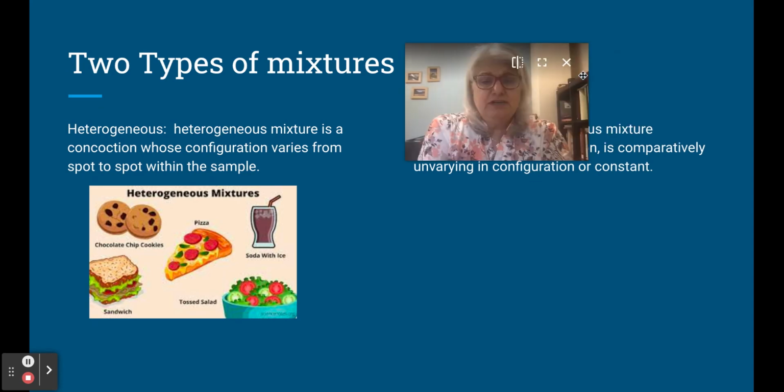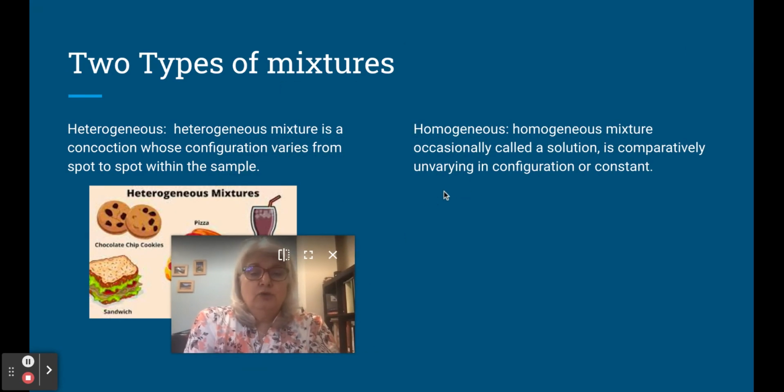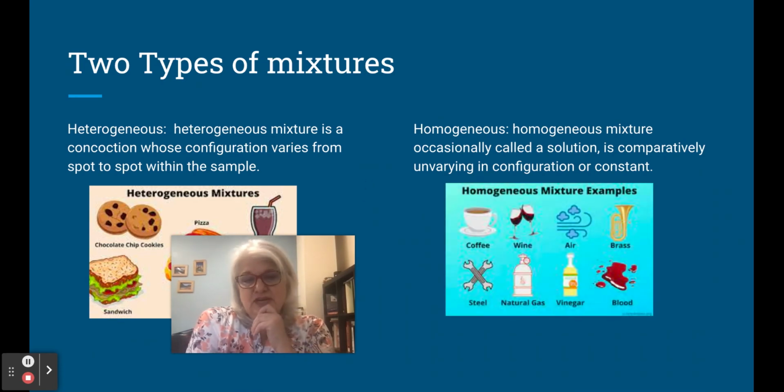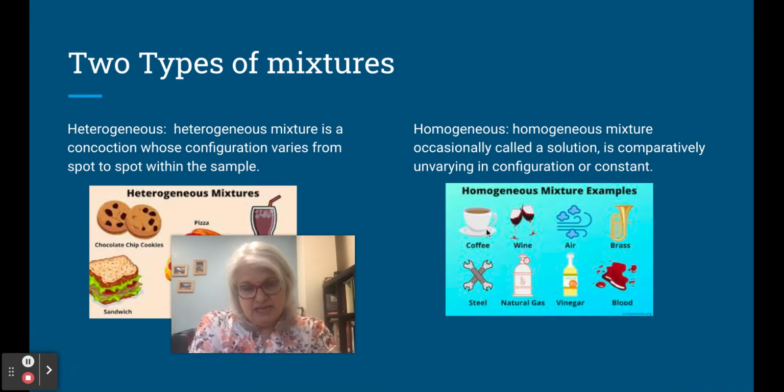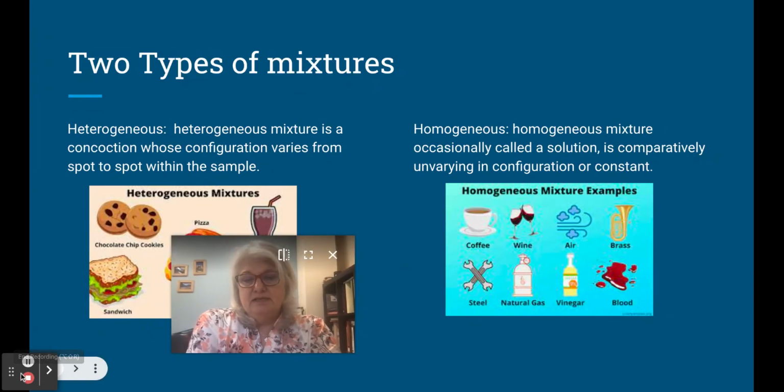Now, that's different from homogeneous. This can also be called a solution, but basically it is the same throughout. No matter where I take a sample, I'm going to get the same stuff. For example, air. If I'm in a room like this, I can get a sample of air from anywhere and it's going to have the same ratio of stuff in it. I hope that clears that up.